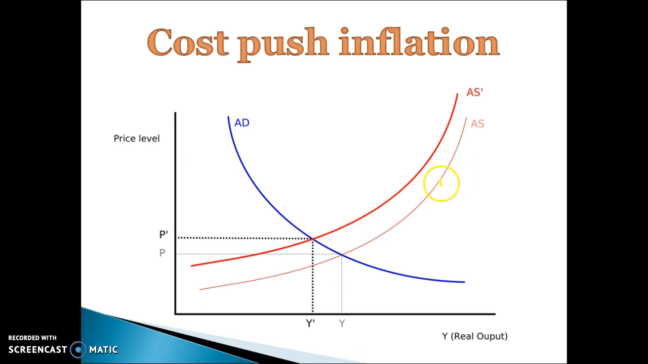Cost push inflation is caused when the supply curve shifts inwards, when businesses are less willing and able to supply, and that causes shortages as well. Just like in microeconomics, the easiest way to think about it is, when there's an increase in production costs or anything that causes the supply curve to shift to the left, that leads to higher prices. Cost push inflation is the same sort of concept.